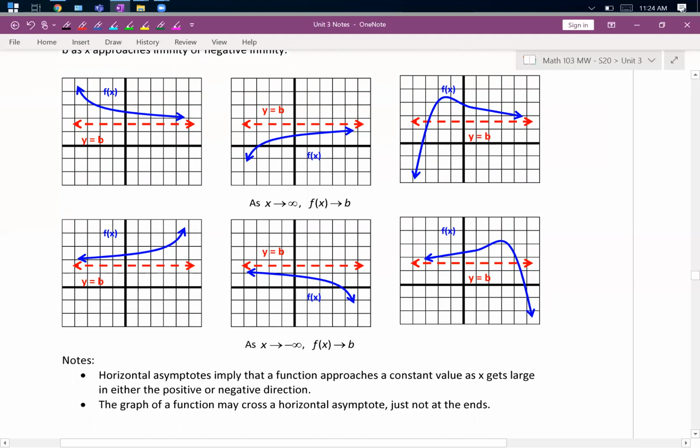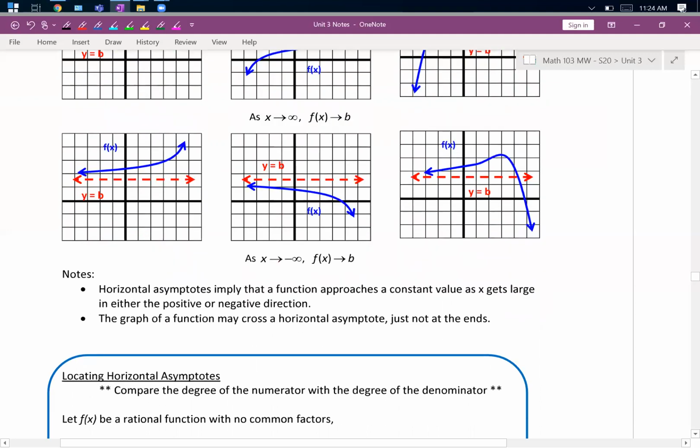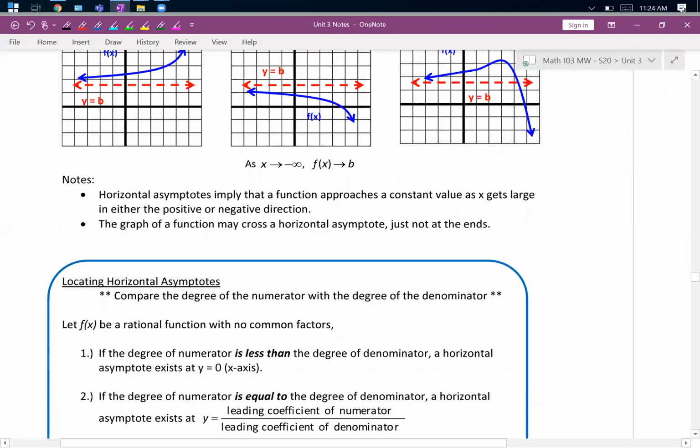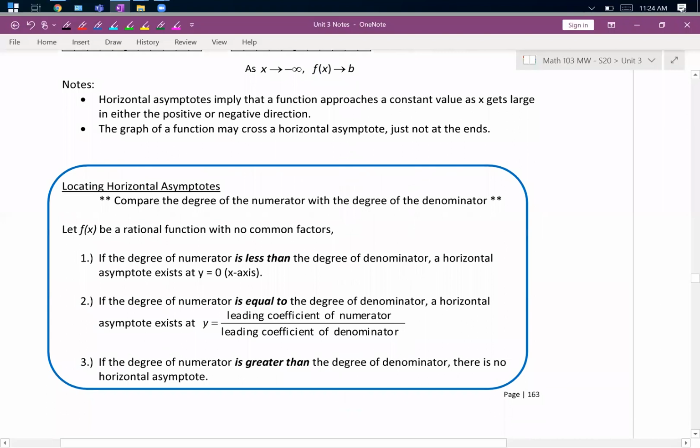Some notes here. Horizontal asymptotes imply that a function approaches a constant value as x gets large in either the positive or negative direction. So that's the whole leveling off. We're getting closer and closer to a specific number. And as I mentioned, the graph of a function can cross a horizontal asymptote, just not at the ends.